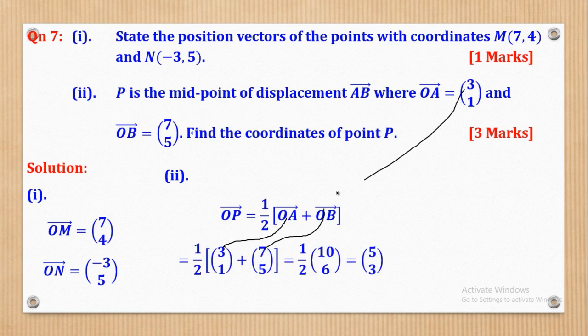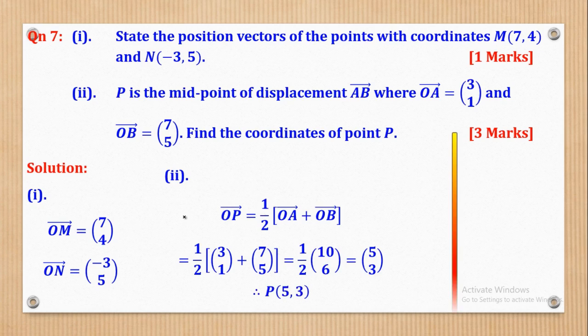So OA was this and OB was that. So when I add, 3 plus 7 will give me 10, and 1 plus 5 will give me 6. Now this a half multiplies every entry inside the vector, so a half by 10 will give me 5, a half by 6 will give me 3. So that is the position vector of P, but remember they wanted coordinates. Therefore we shall state that the coordinate of P is (5, 3). So basically that's what they wanted.